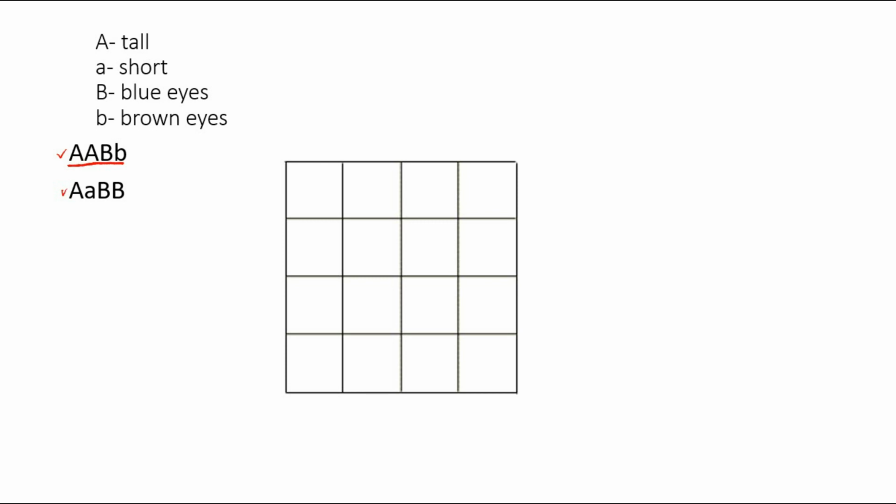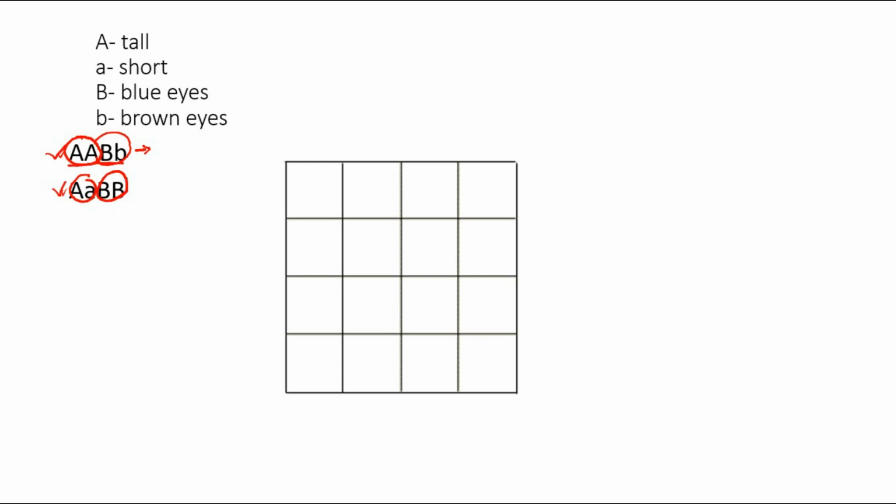As you can see in the structure, you have capital letters of A and then small letter b. So this part we can consider as homozygous dominant, but this part is heterozygous. And that's for the first parent. For the second parent, in terms of the height, it's heterozygous, but in terms of the eye color, this is homozygous dominant.